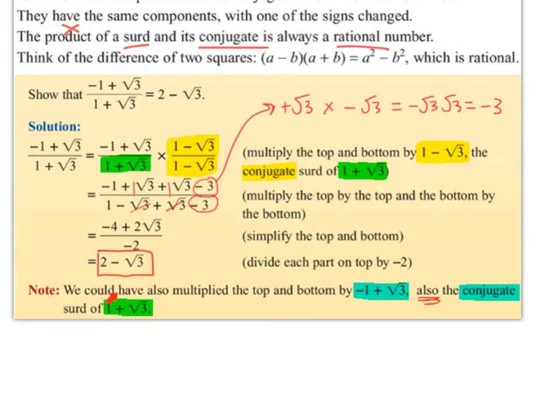Note, we could have also multiplied the top and the bottom by minus 1 plus root 3, which is also the conjugate surd of 1 plus root 3. So instead of multiplying by 1 minus root 3 on top and bottom, we could have multiplied by minus 1 plus root 3.